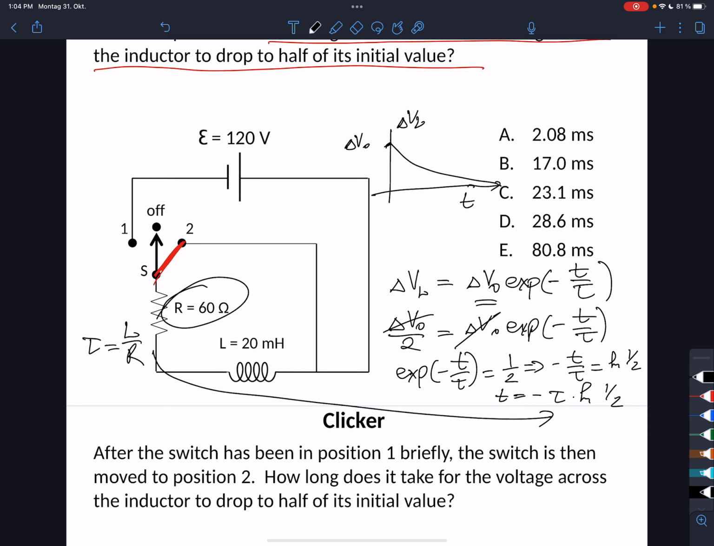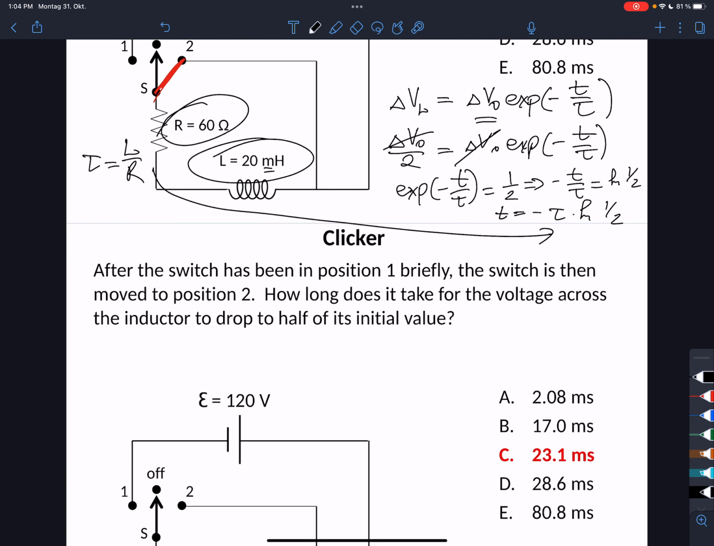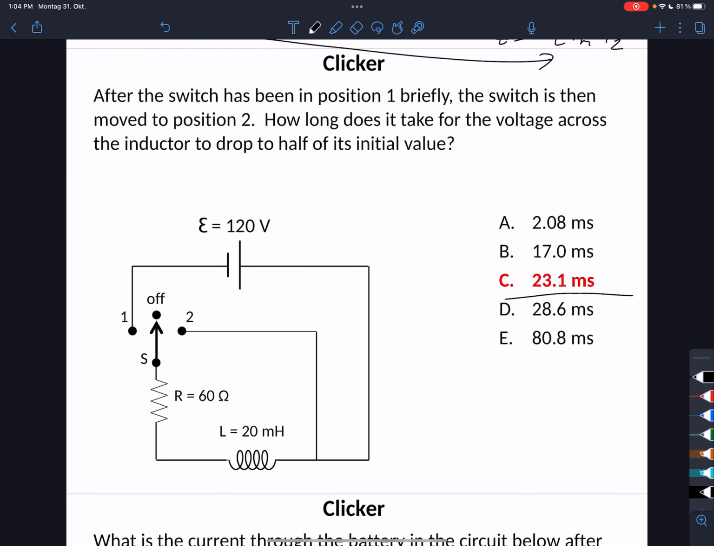So R is known, L is known. Make sure that you don't forget about millihenry. Substitute into this equation and get the final result. I will let you do these calculations. What I've got is 23.1 milliseconds. Please check if it's correct.